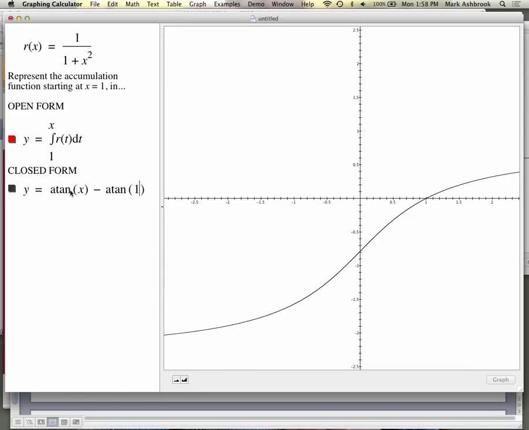So yeah, the inverse trig functions in GC are acos, asin, atan. That's how you get the arctan, the inverse trig functions.